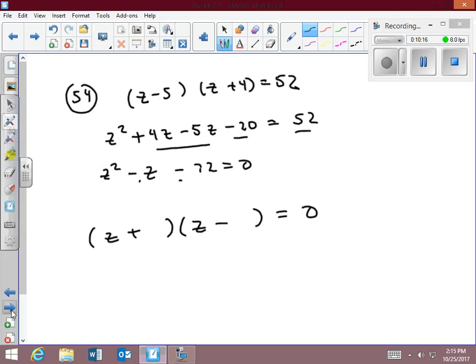Two numbers whose product is 72 and whose difference is 1. Nine and 8 are 72, aren't they? So which one's going to be negative, the 9 or the 8? Because see, it's got to be negative there. The larger number's got to be negative, the smaller's got to be positive. Now you apply your principle, which says take each one of your factors and set it equal to 0. And Z equals minus 8 or Z equals 9.